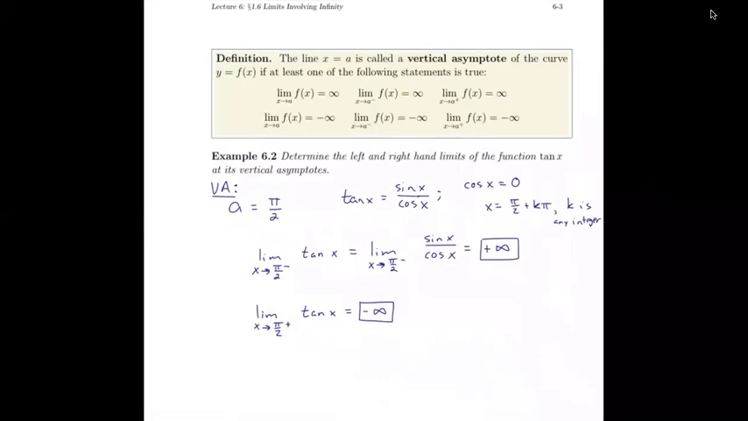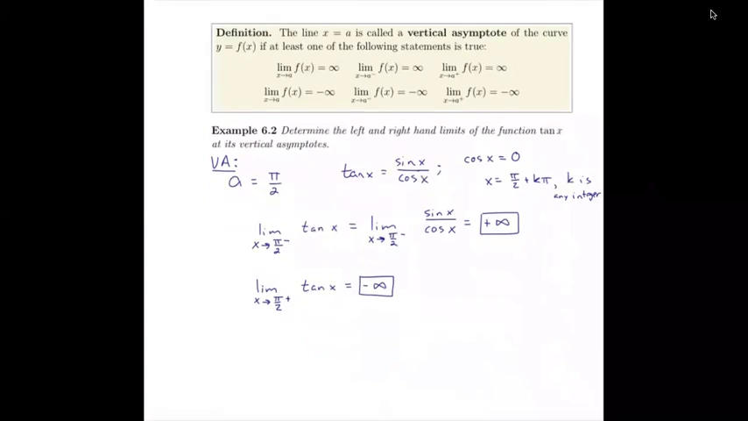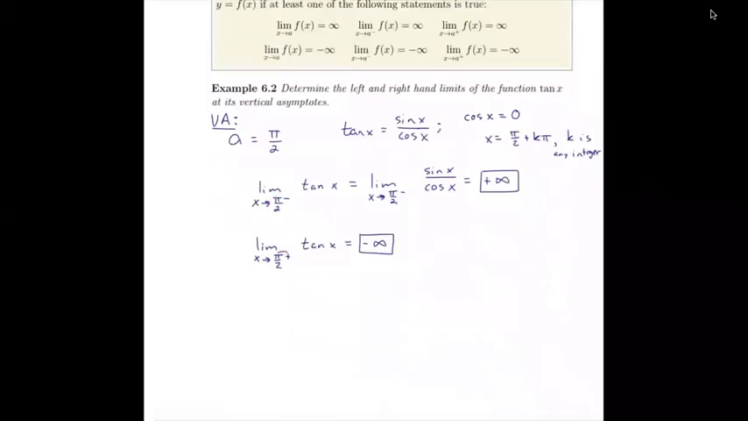So let's just look at one of these places where we have a vertical asymptote. We're just going to look at pi over 2. So we'll look at pi over 2 as x approaches it from the left. We'll look at pi over 2 as x approaches it from the right. And we know that, of course, tangent of x has vertical asymptotes. We recall its graph from trigonometry.